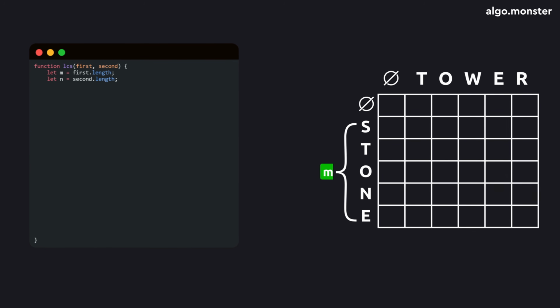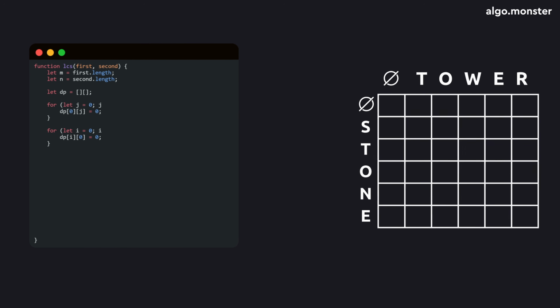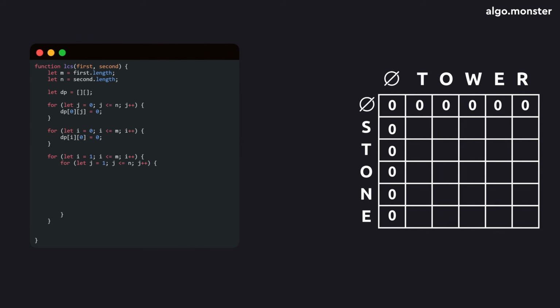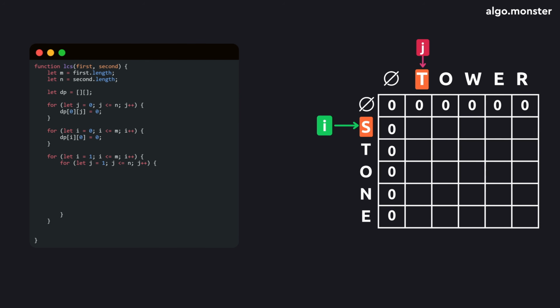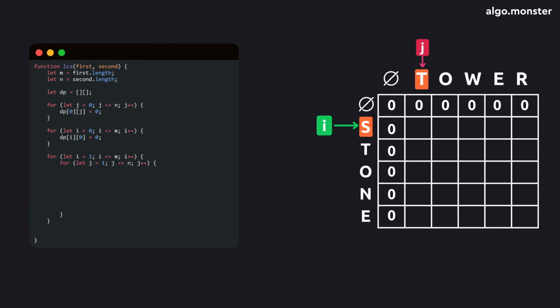First, we store the lengths of the strings in variables m and n, just for convenience. Next, we create a two-dimensional array dp, our table, and fill it with zeros. This directly represents our base cases. Then we use two nested loops. The outer loop goes over the first string, and the inner loop goes over the second. We start from index 1, because index 0 corresponds to the base cases.